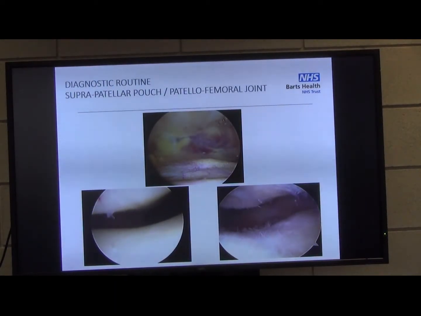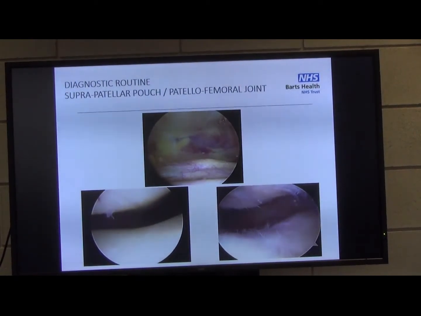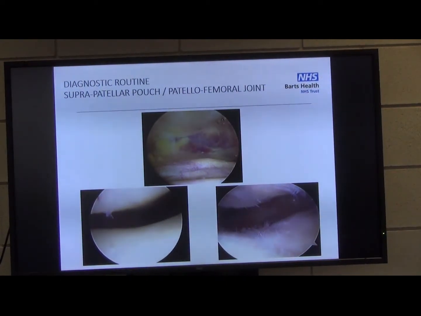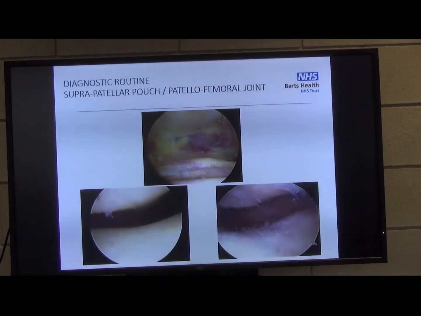So in terms of what you see, you've created that lateral portal, you're inside the knee, then you retract the arthroscope a little bit and you extend the knee, and you're trying to get into the suprapatellar pouch. That's where it starts. That's a good place to look for loose bodies, and also a good place to obtain a synovial biopsy if you've got synovitis. Then you retract the scope a little bit and you're aiming to get into the patellofemoral joint.